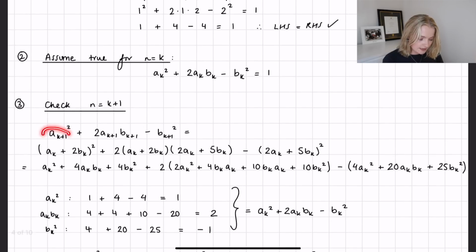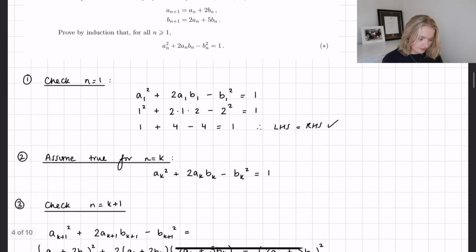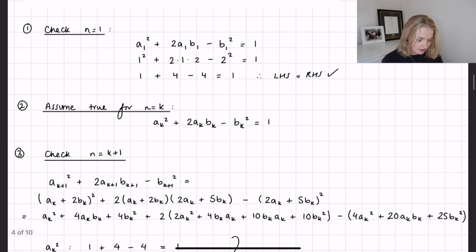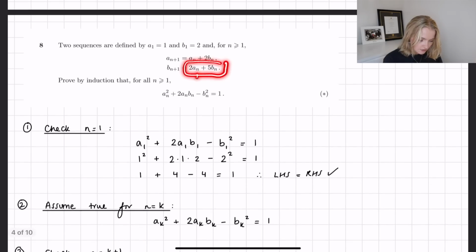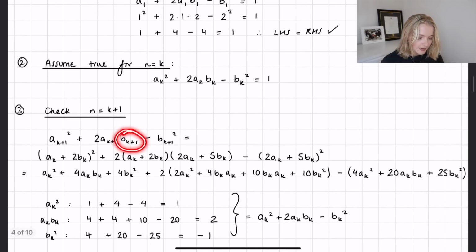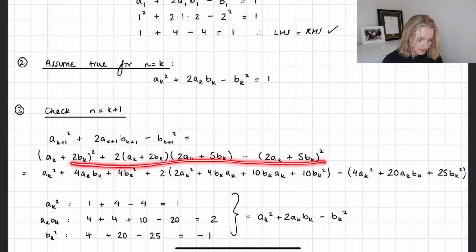So we know that a_(k+1) from this relation here is a_k plus 2b_k, just substituting n for k in here, and so we get that there. And then for b_(k+1), we know that's going to be 2a_k plus 5b_k, then substitute that in for where b_(k+1) is, and so this simplifies to all of this here.